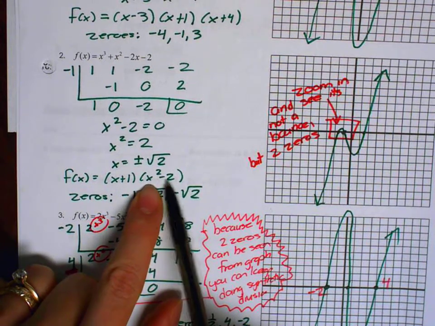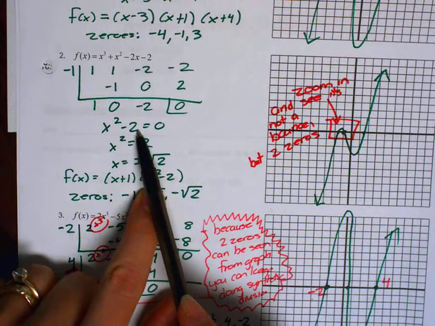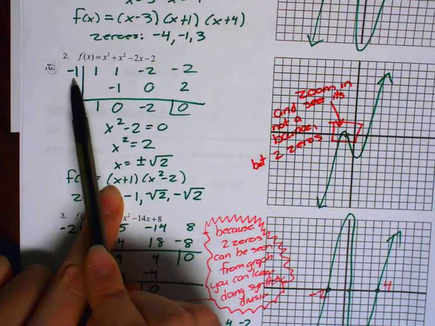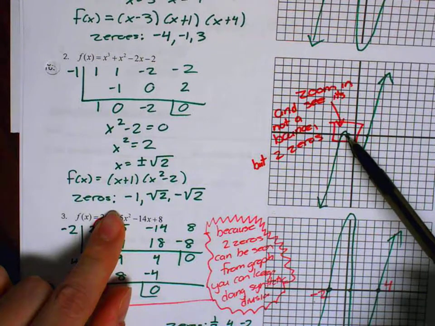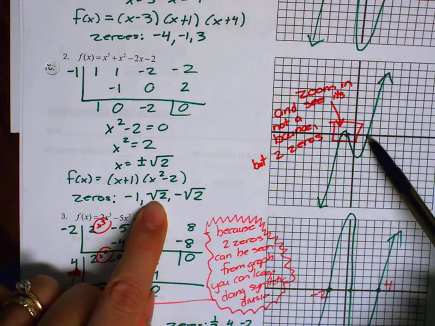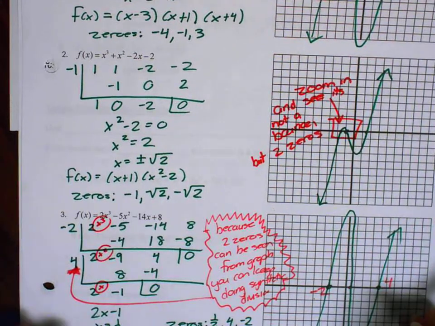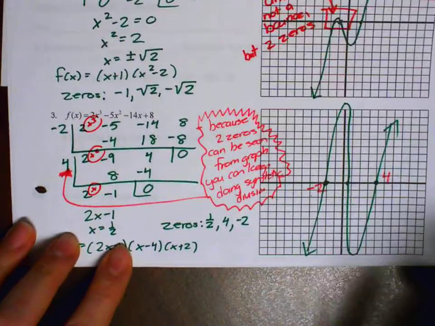So you're going to actually write x squared minus 2, and then your second factor comes from here, add an x and switch the sign. We just said this is -1, so it's x plus 1. This is the square root of 2, that's negative square root of 2. All right, my last one.